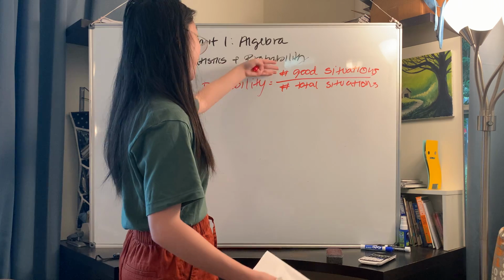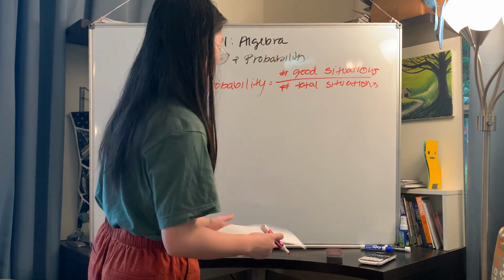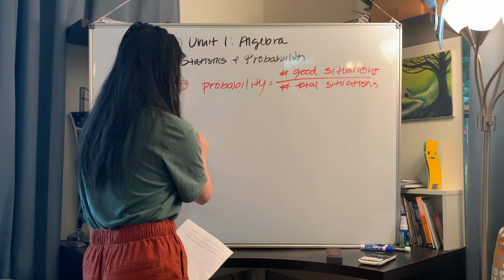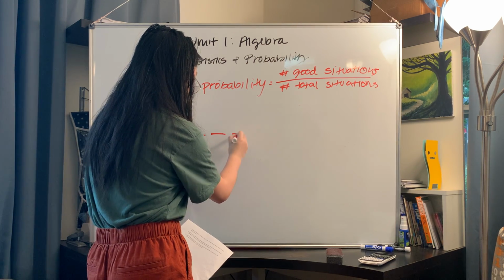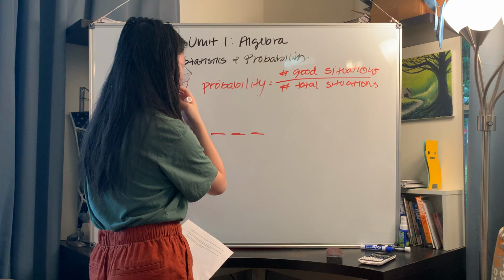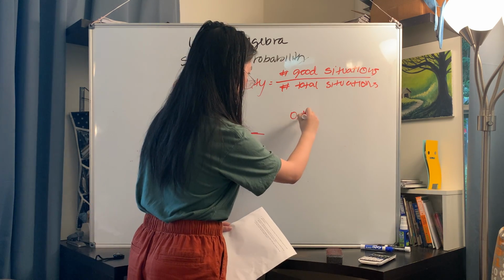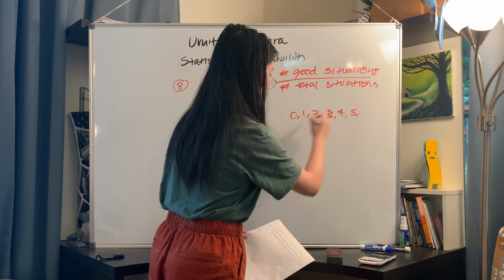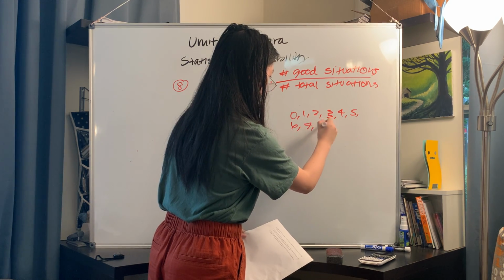Okay, so let's just figure out the number of good situations first. We have to choose digits for 4 numbers, and the digits that we have to choose from go from 0, 1, 2, 3, 4, 5, 6, 7, 8, 9.